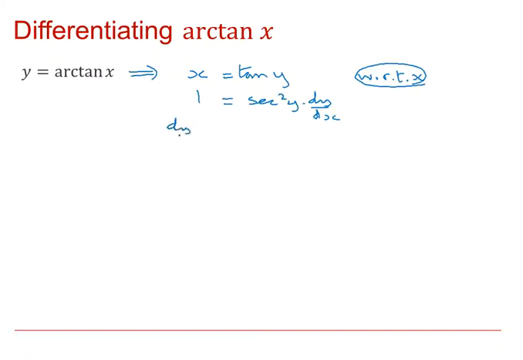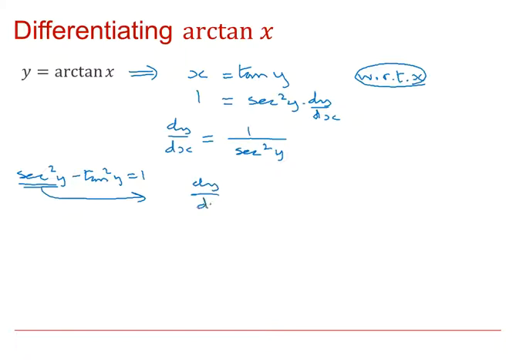Now I'm going to rearrange for dy by dx, and when you do rearrange, don't lose the sec squared y. So you want to leave it as 1 over sec squared y. Don't write it as cos squared y. And the reason being, we want to now use the fact that sec squared y minus tan squared y is 1. We're going to use this identity as a way of rewriting sec squared y. So dy by dx will become 1 over, and sec squared y is 1 plus tan squared y.